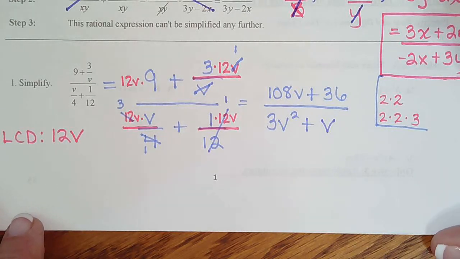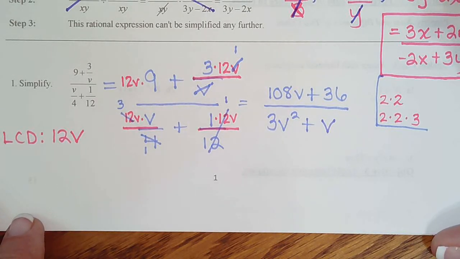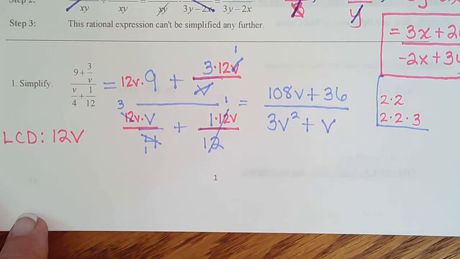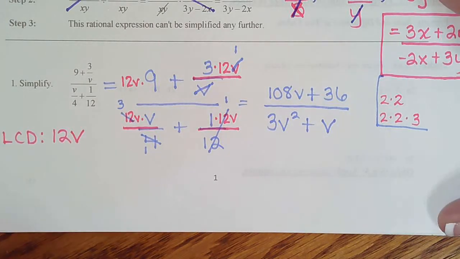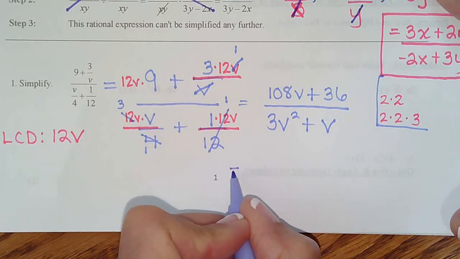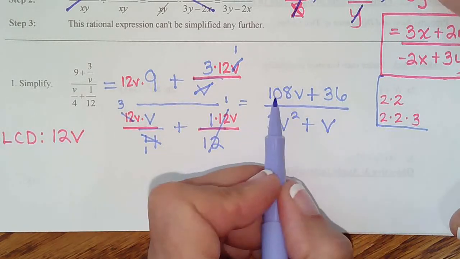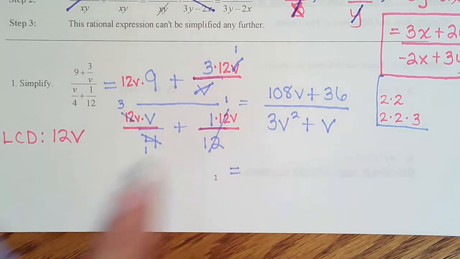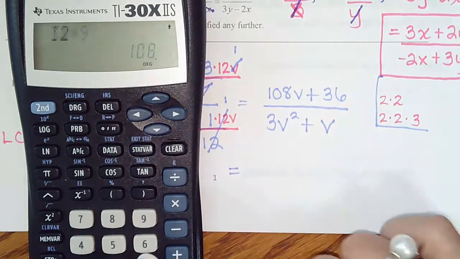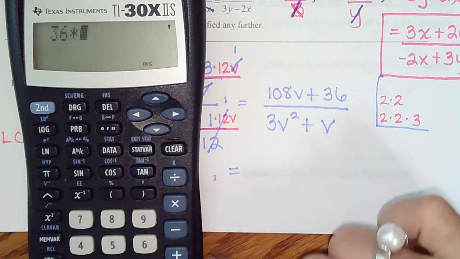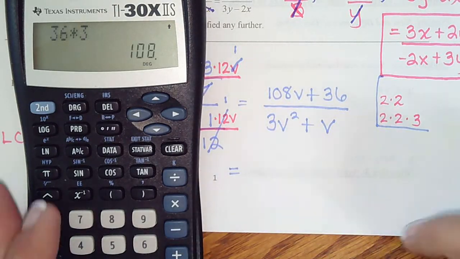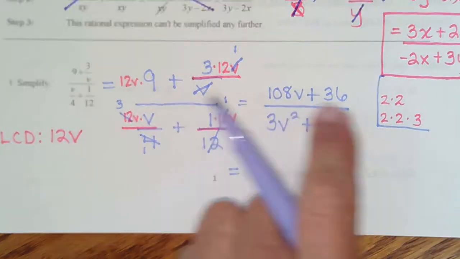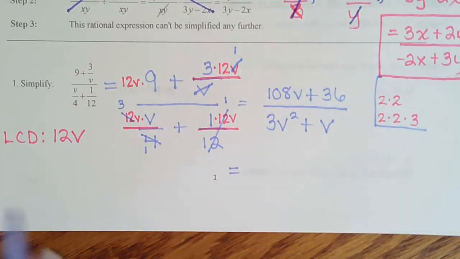So remember, don't stop here. Don't do all that work you just did and miss the problem because you forgot to simplify. We always have to simplify. Look for GCFs, look for squares, look for cubes. So up here, I believe 36 times 3 is 108. I'm going to check for sure. 36 times 3. Yep, it is. So I have a GCF of 36 here.